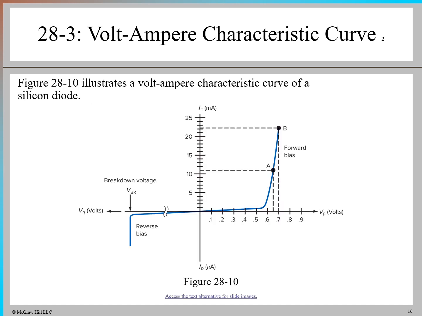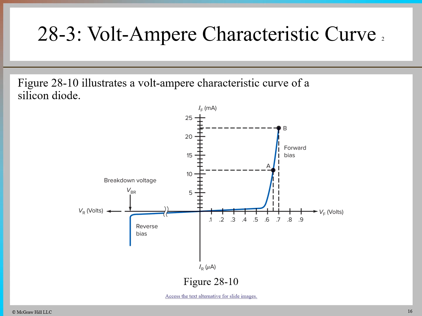The volt-amp characteristic curve of a diode shows how current varies with voltage under both forward and reverse bias. In forward bias, a silicon diode allows very little current to flow until the forward voltage, or V sub F, exceeds about 0.6 volts. Beyond this, the current increases rapidly and the voltage drop remains around 0.7 volts. For germanium diodes, the sharp increase occurs at a lower voltage, around 0.3 volts.